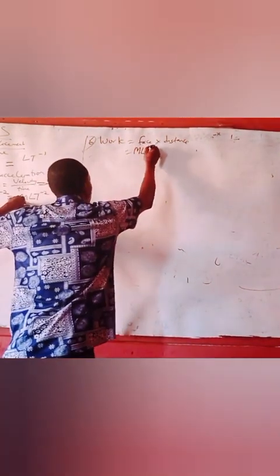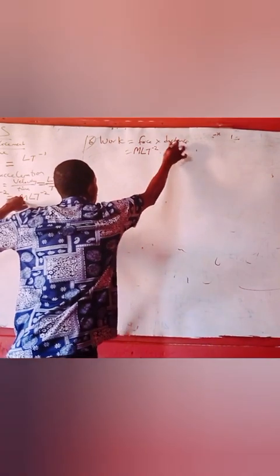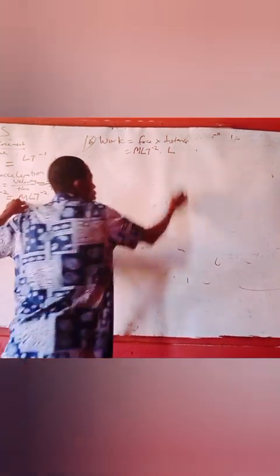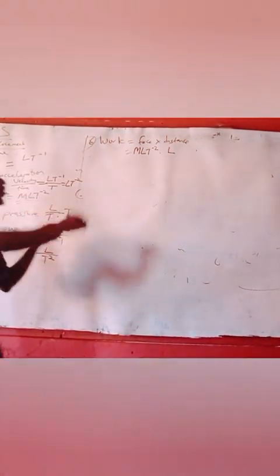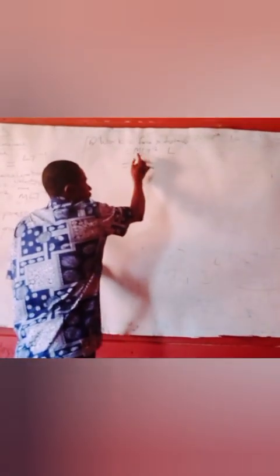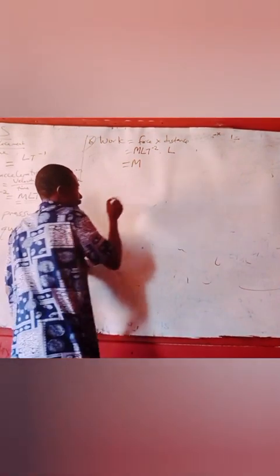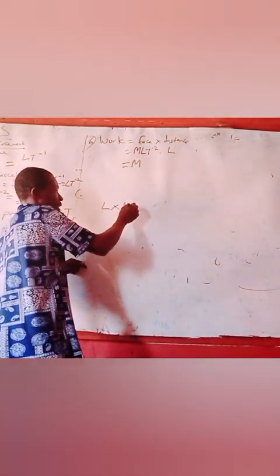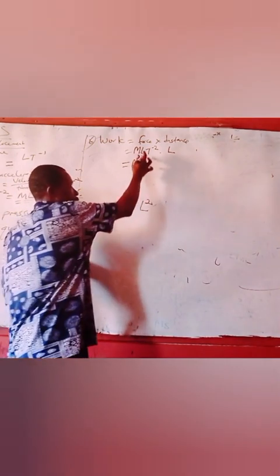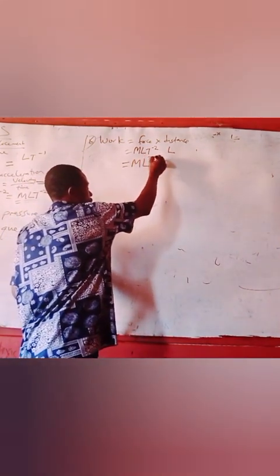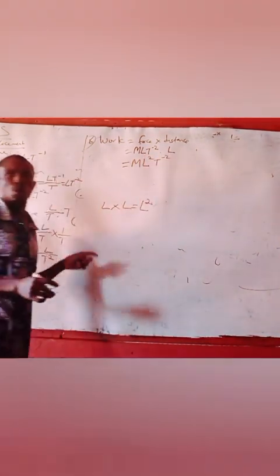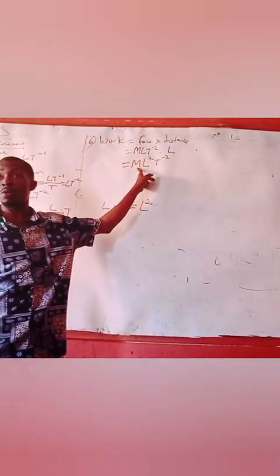Earlier on, we derived the dimension of what? Force. So force dimensionally is expressed as MLT raised to the power minus 2, times distance, which is length, L. If this is so, we are going to have M. There is no other M over here, so we still have one M, L, and another L. This is just like saying L times L, which gives us L squared. So we are going to have ML squared T raised to the power minus 2. This happens to be the dimension of work.